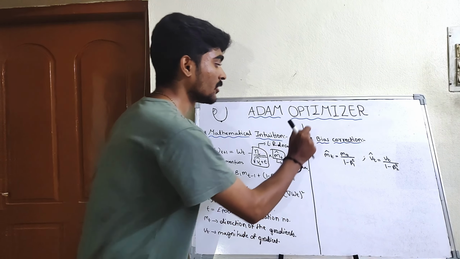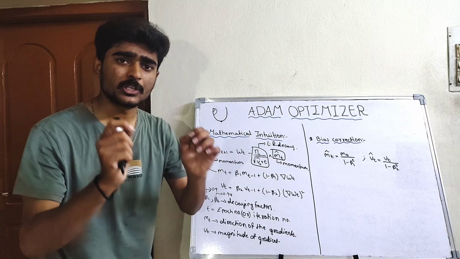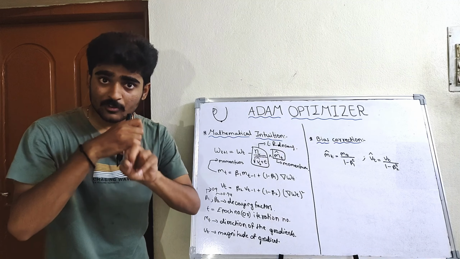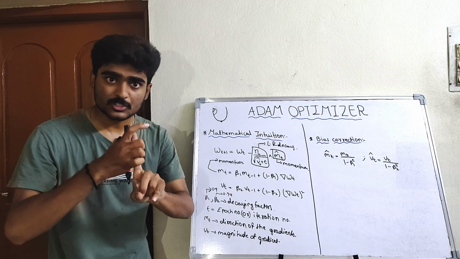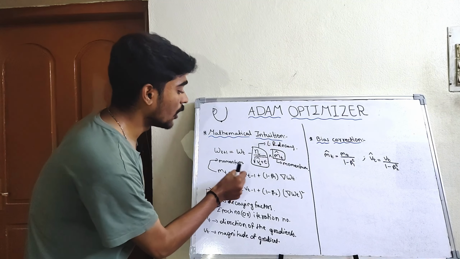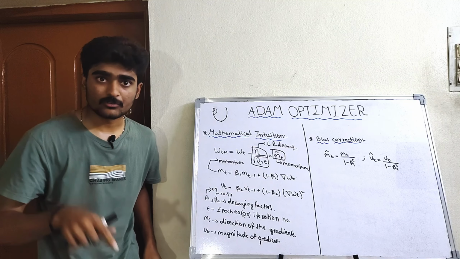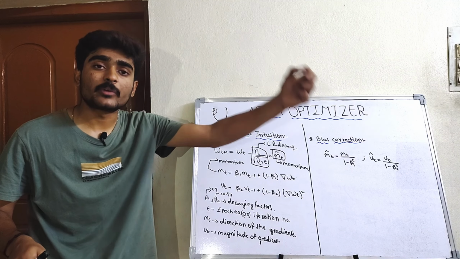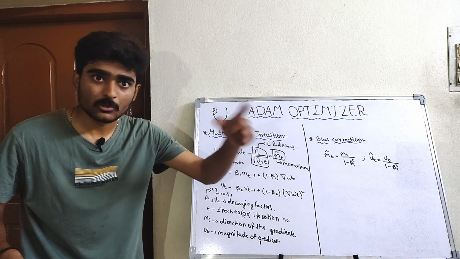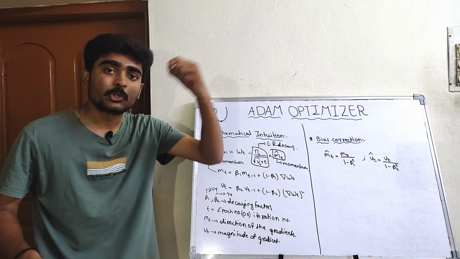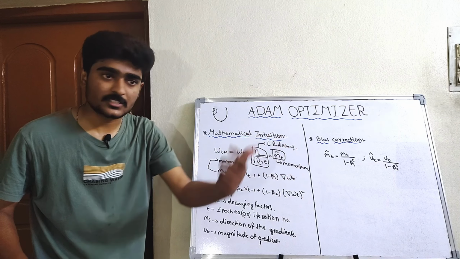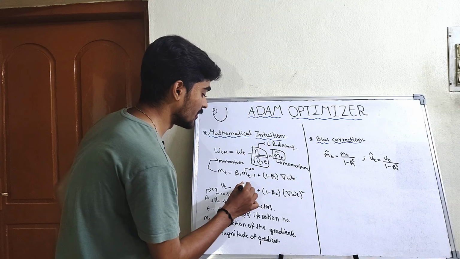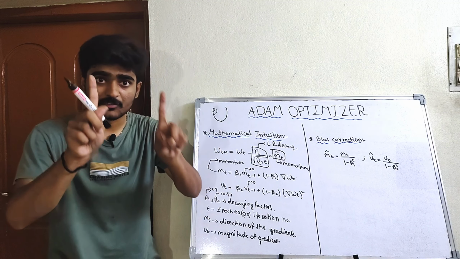Now let us see the concept of bias correction. Why do we actually do this bias correction? Let's assume that we are training at our first epoch. At the first epoch, what do you think the value of mt minus 1, that is, the exponential weighted moving average of past gradients, might be? At the very first epoch we don't have any average of past gradients, so obviously this value will be 0, and this value also will be 0.